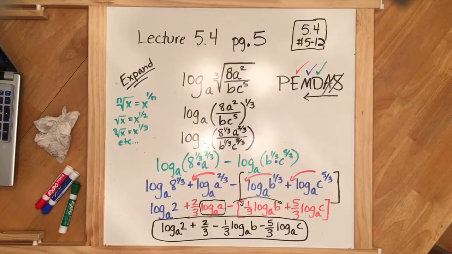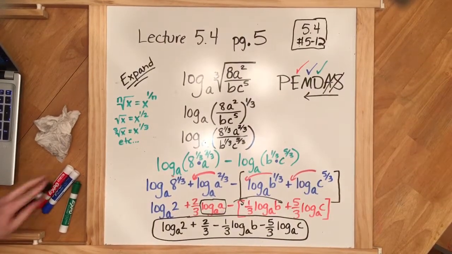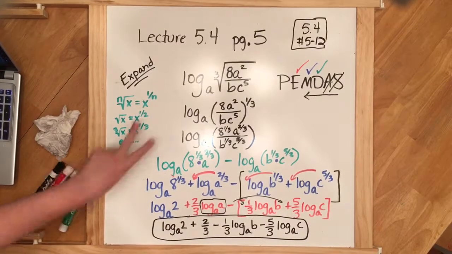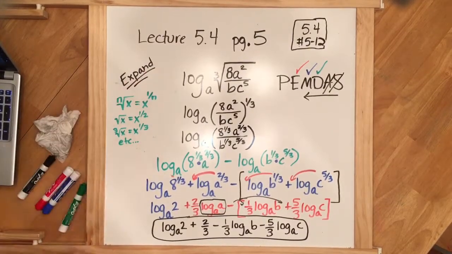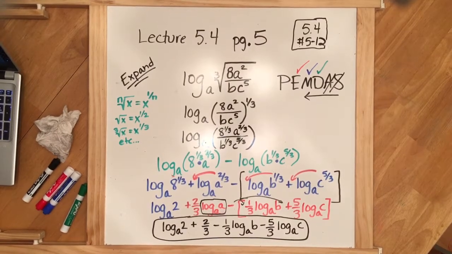And we are going to look at one more example before you go try homeworks 5 through 12 for 5.4. So we've done 2 expansions, and we're going to do 1 condensing before you want to try your homework.